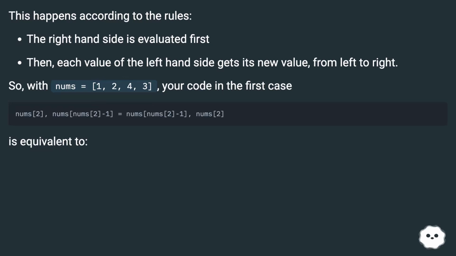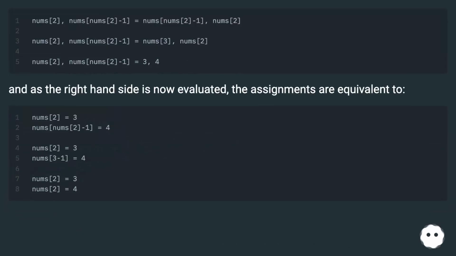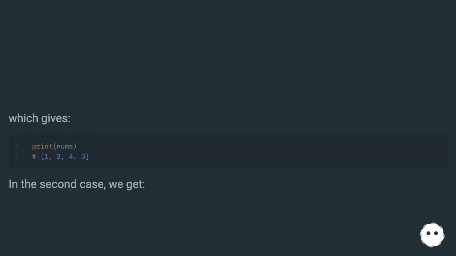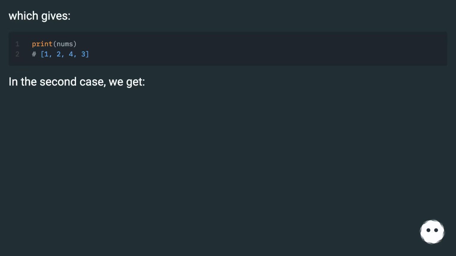The right-hand side is evaluated first, then each value of the left-hand side gets its new value, from left to right. So, with nums = [1, 2, 4, 3], your code in the first case is equivalent to this. And as the right-hand side is now evaluated, the assignments are equivalent to this, which gives this. In the second case, we get this.